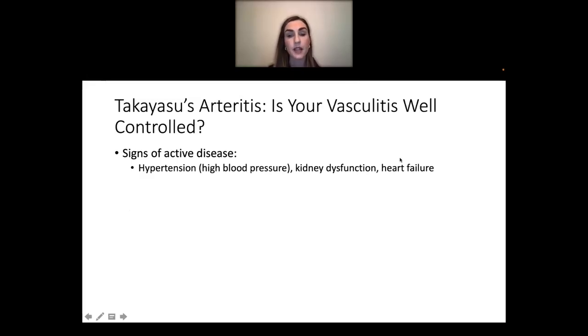Takayasu arteritis is a vasculitis that can cause high blood pressure, kidney dysfunction, aneurysms, and heart failure. Work with your doctors to evaluate how all of your blood vessels are functioning. It is important to have healthy blood flow to decrease risk of complications during pregnancy.